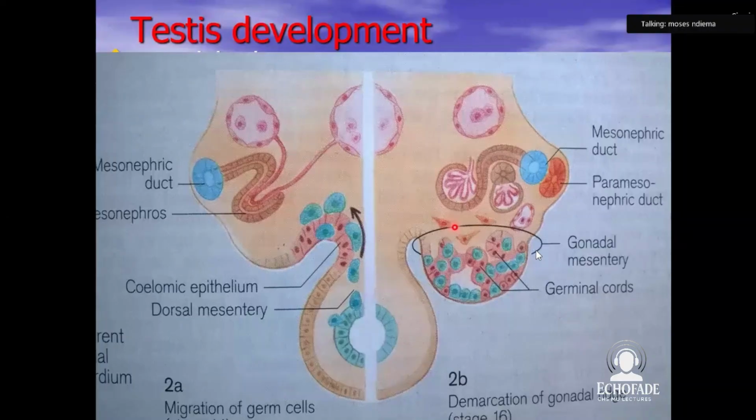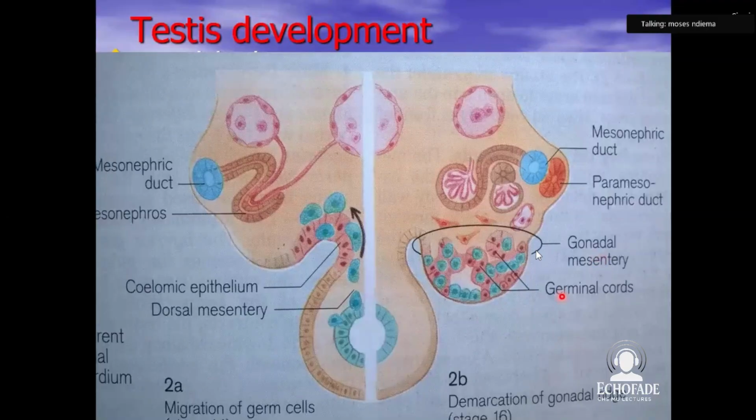As this continues to expand, it will be a round structure, and the whole of this will be attached to the posterior abdominal wall by the gonadal mesentery, which eventually forms the broad ligament, the broad ligaments and ligaments of the ovary.